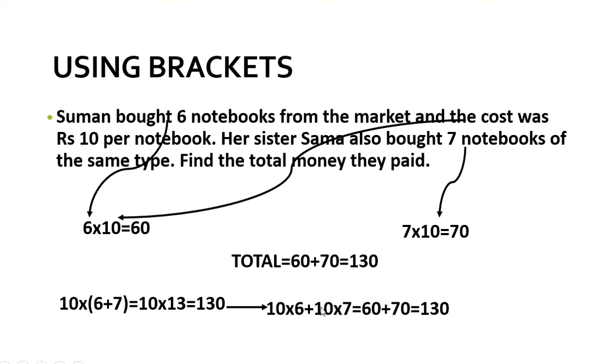When we open a bracket, we have to distribute the operation. Product must be distributed to 6 and 7. We are not supposed to take only 10 into 6 and then 7 must be added. It's not like that. You have to apply this operation 10 into 6 as well as 10 into 7. Then take the sum. And we get this answer.